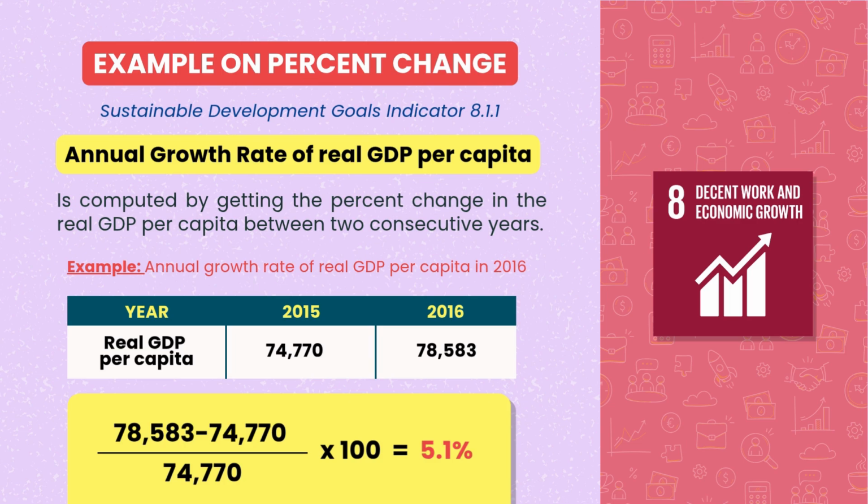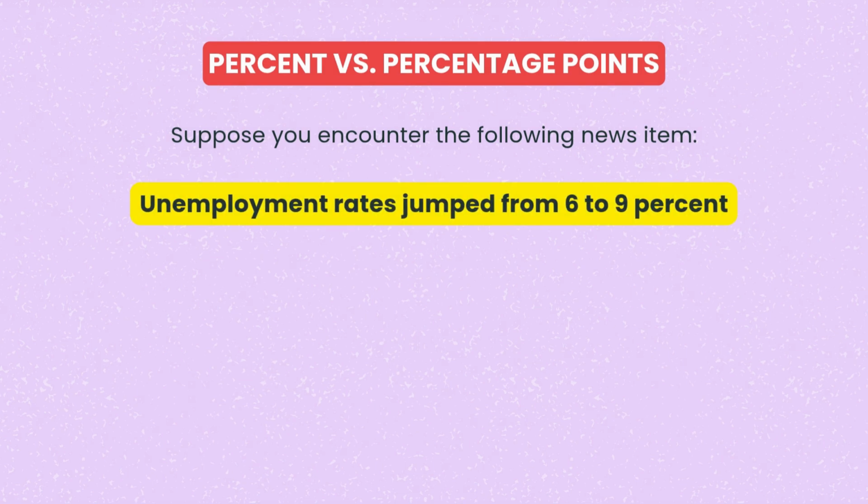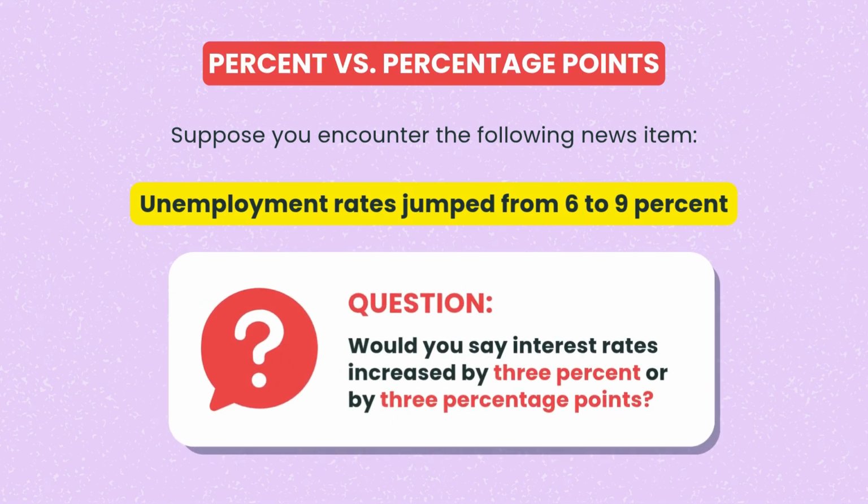Now, let us talk about the difference between percent and percentage points. Suppose you encountered the following news item. Unemployment rate jumped from 6 to 9%. Question. Would you say interest rates increased by 3% or by 3 percentage points? How do we interpret an old and new amount if we are discussing percentages as units? A valid interpretation is just to subtract the new with the old.